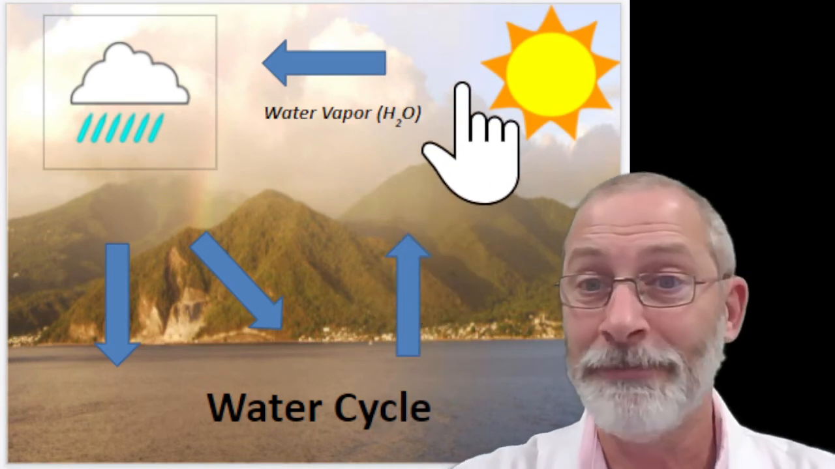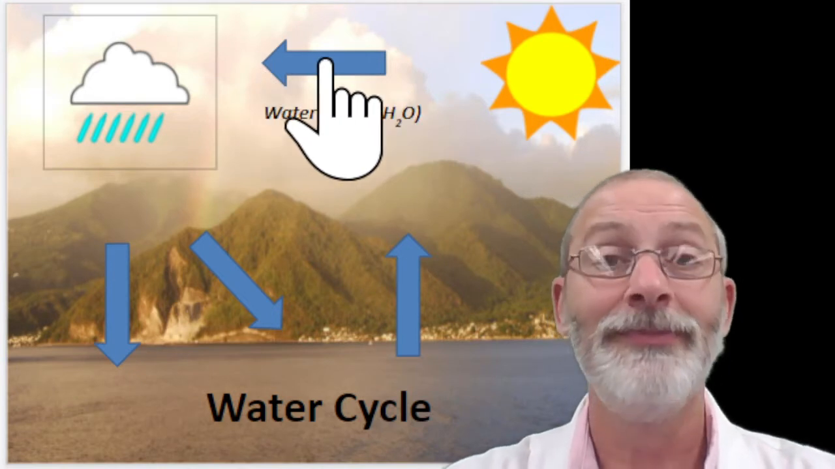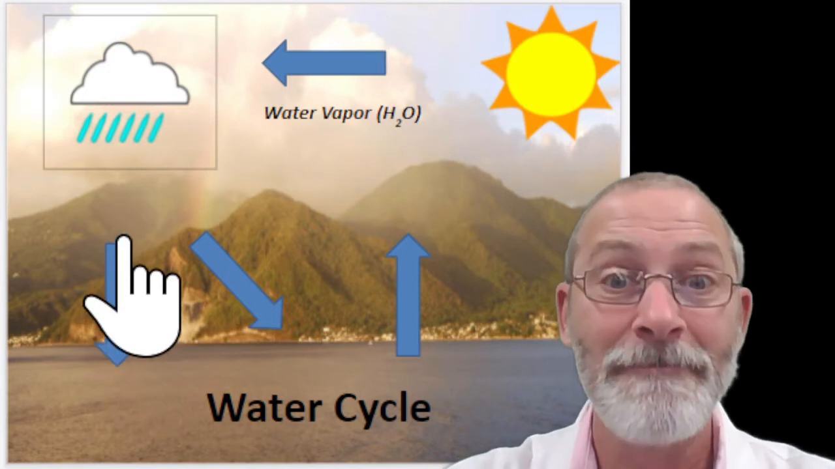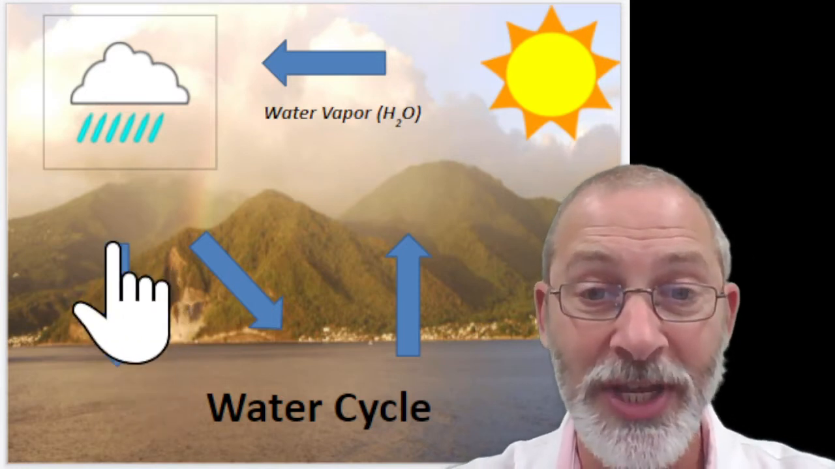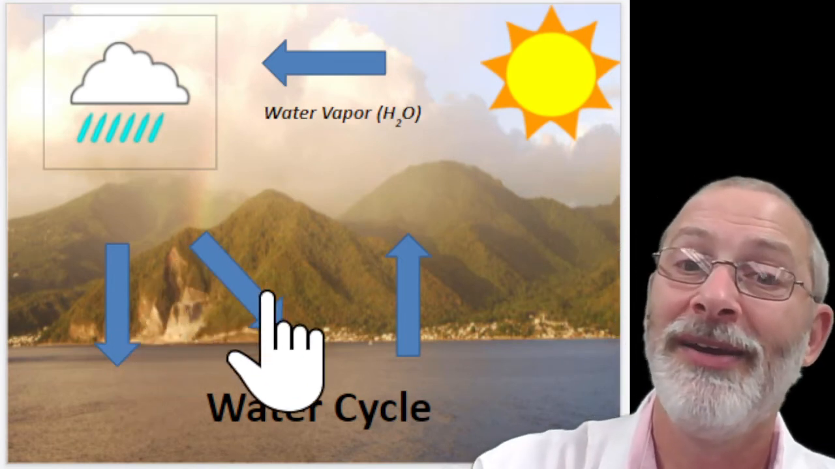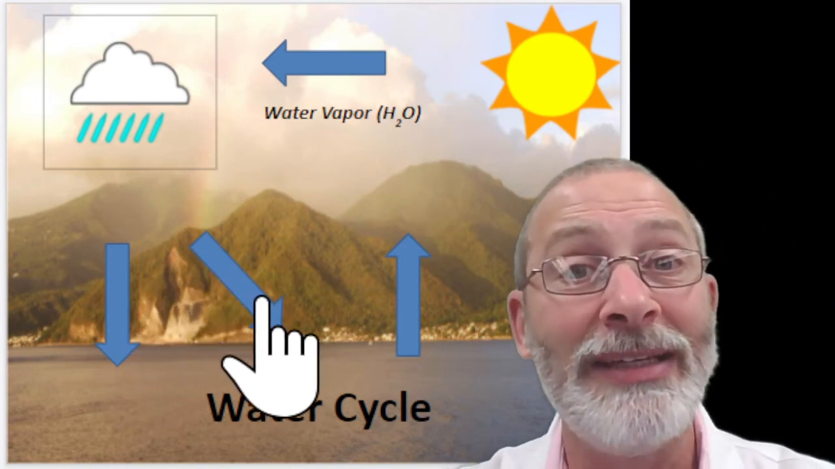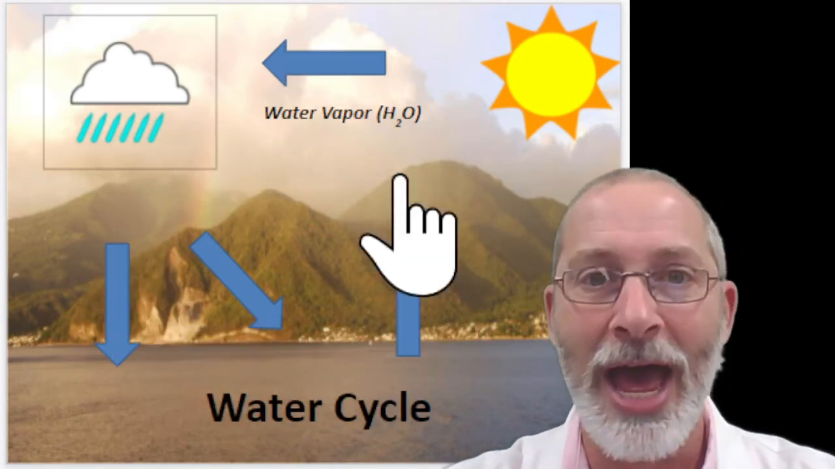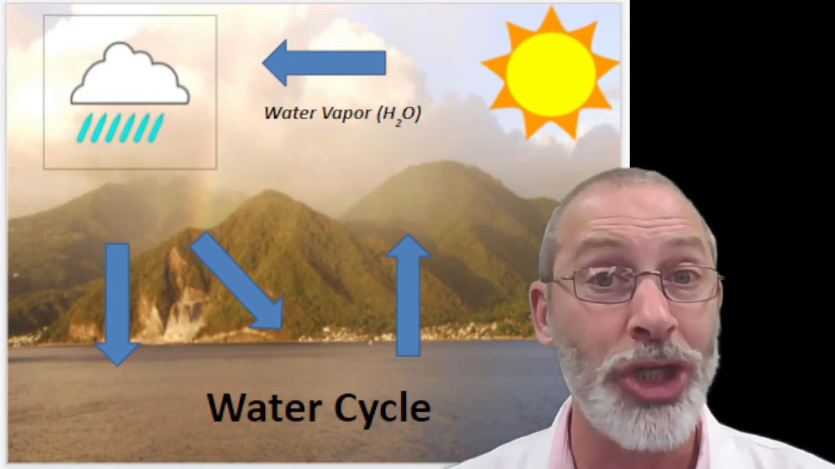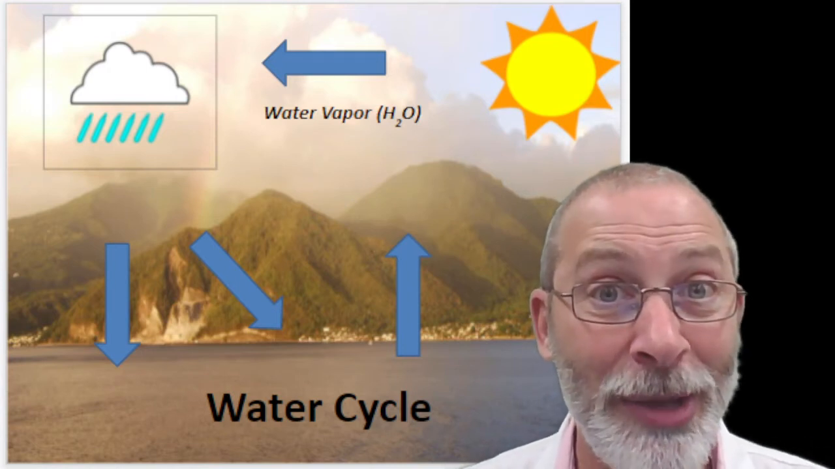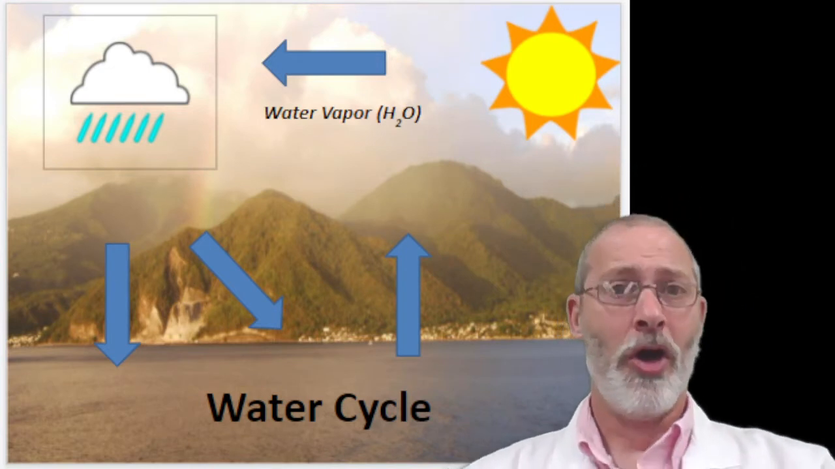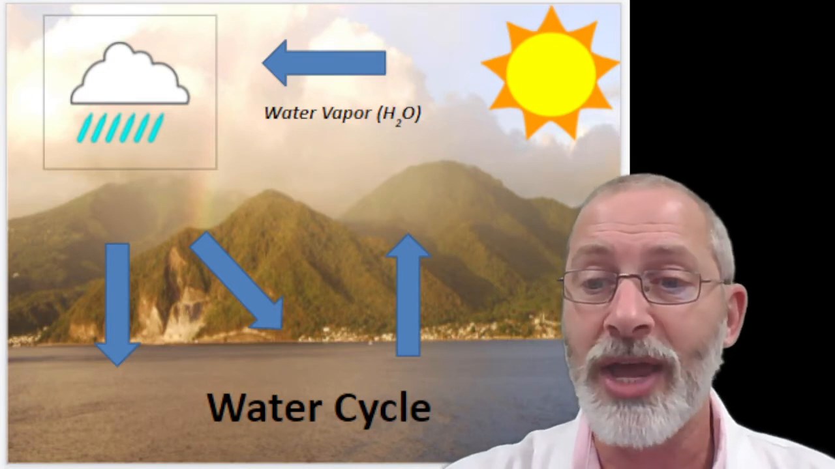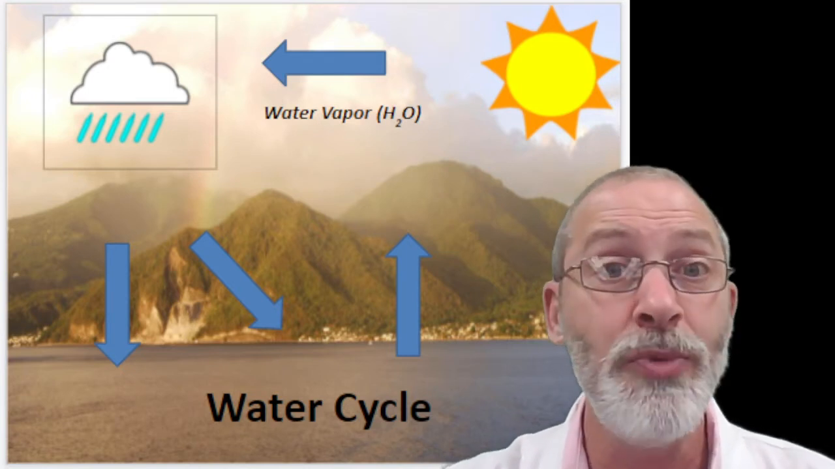Hopefully you said evaporation. Next, condensation. Next, precipitation. And finally, runoff and infiltration. And the cycle just keeps on going around and around and around, just like the wheels on a bus go round and round all through the town. All right, so that is the water cycle, probably the one you're most familiar with. So let's move on to another.